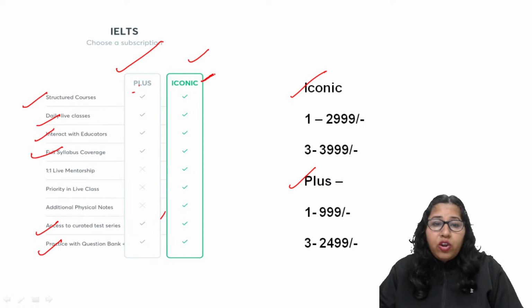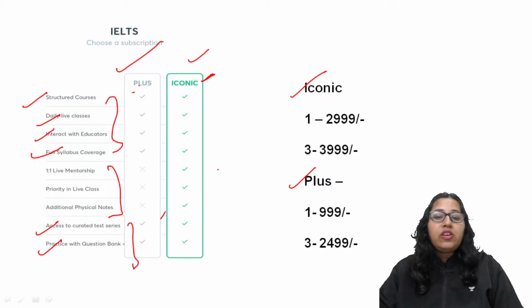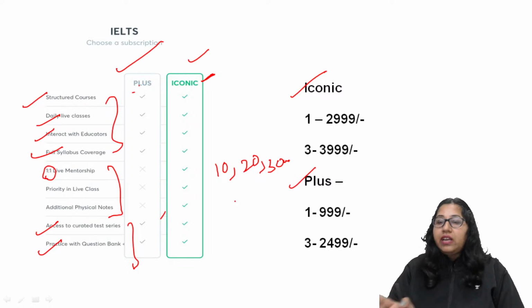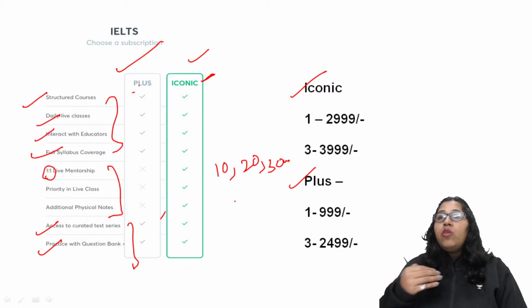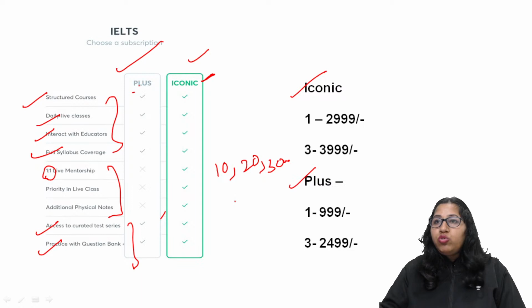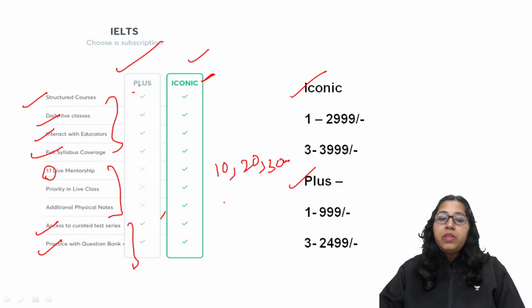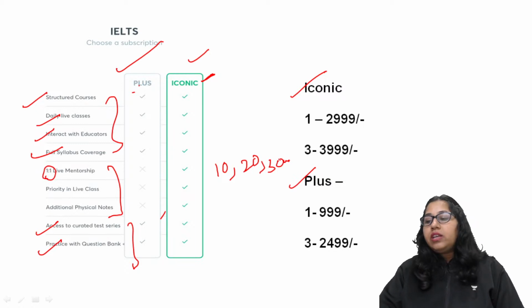But when it comes to iconic, everything is included and there are 3 extra things that you can get with the iconic subscription. That is, you can book a 10-minute, 20-minute or a 30-minute one-on-one session with your mentor. You will have a dedicated mentor to yourself with whom you can discuss your doubts. You can get your speaking evaluated or your writing evaluated for that matter by selecting a 10, 20 or a 30-minute slot with your mentor.